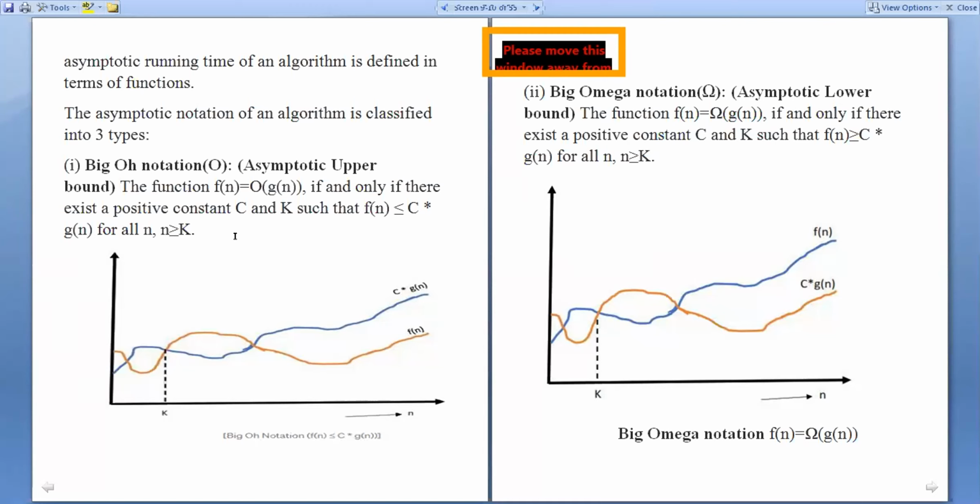We are representing big O as the upper bound, if and only if there exist positive constants. c and k are positive constant values such that f of n is less than or equal to c multiplied by g of n, for all n, where n is greater than or equal to k. So c star g of n and f of n are the two functions.